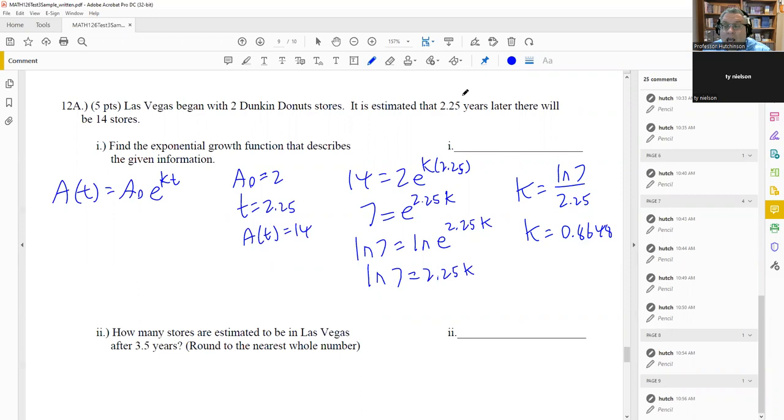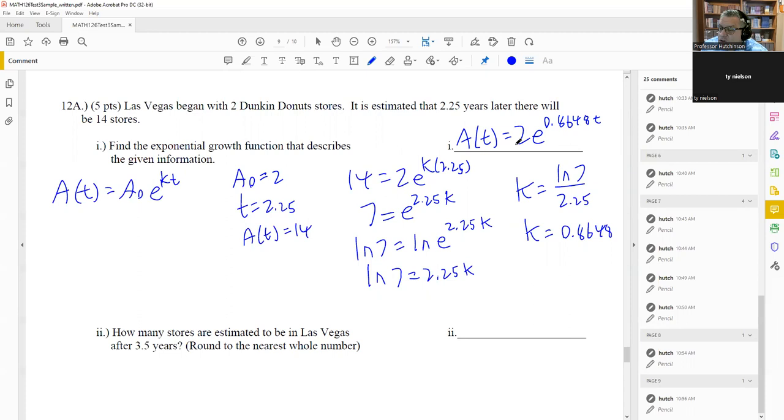We want to write the actual growth formula. 2 is the original amount, so we'll put 2 here. That's e to the 0.8648t. And that is going to be your growth formula for this particular problem. It started out with 2 stores. So 2 goes in there, the A sub 0, and then we leave the t just as is, because then you're going to use that in the next question down here.